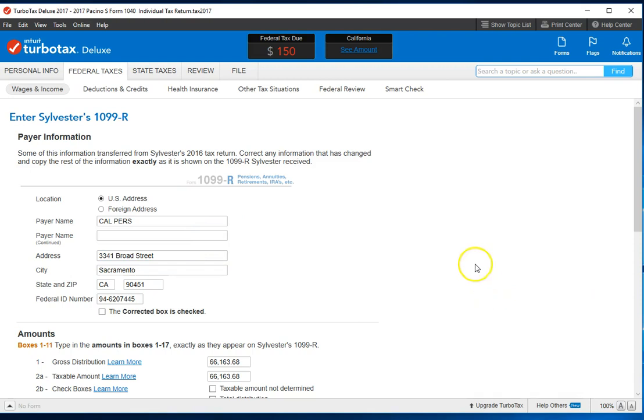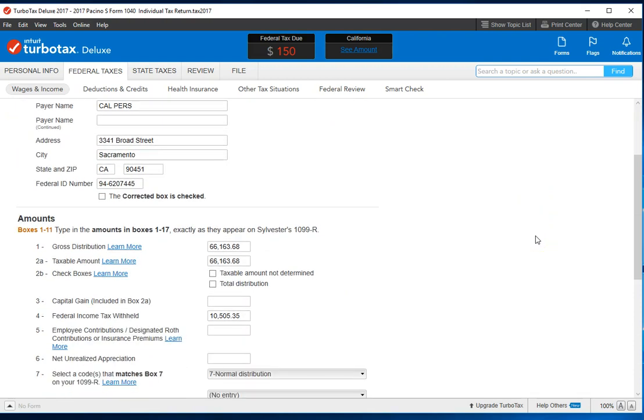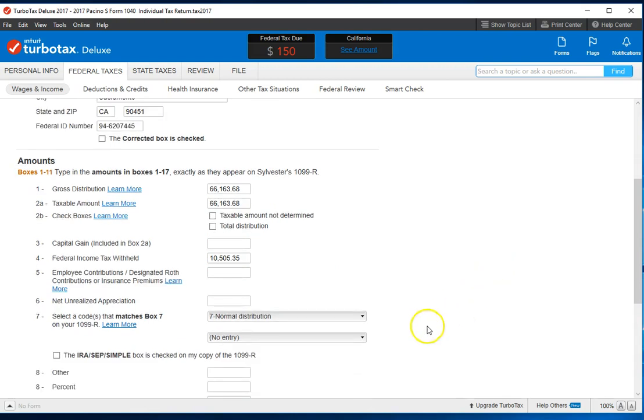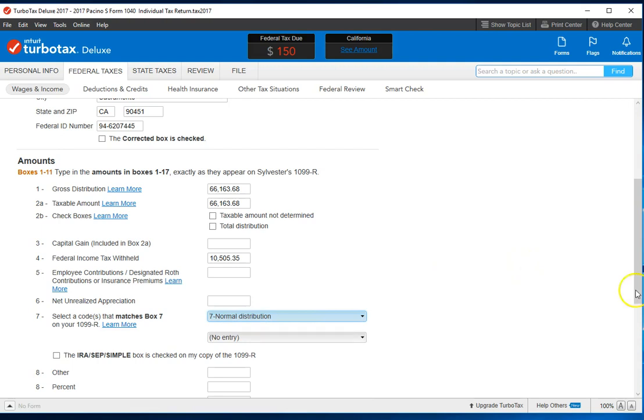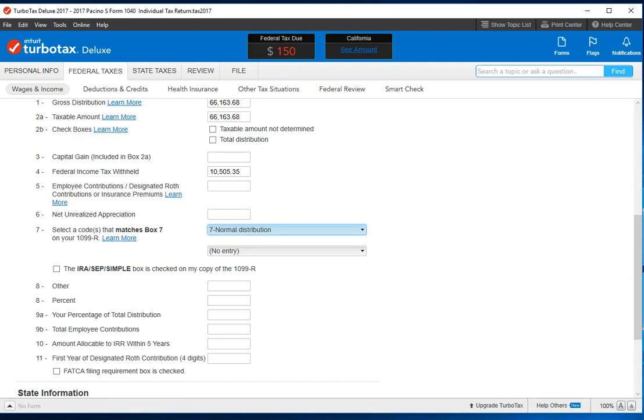So we put in the information for the payer and then fill out the information on the gross distributions, the taxable amount, the federal income tax that was withheld, and we have to designate the code. In most cases, that's going to be code 7, normal distributions. But we could have lots of other distributions or categories as well. In this case, I'm going to stick with code 7, normal distributions.